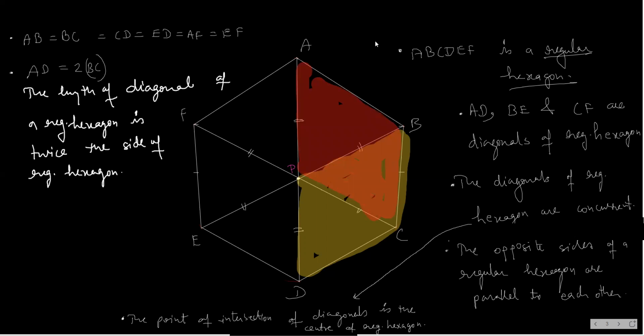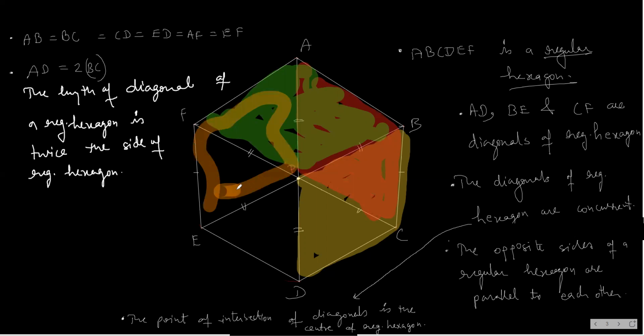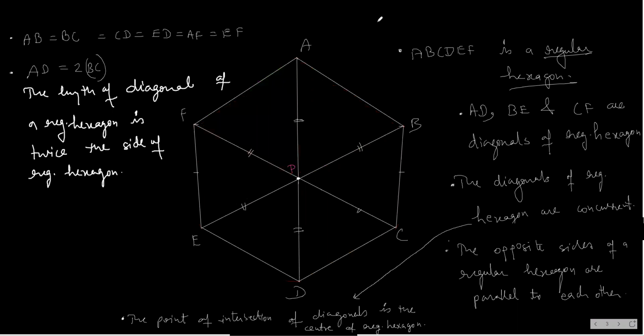Then you have another rhombus as this. You have this as another rhombus. So ABCP, PBCD, FPDE, AFEP, these all are rhombus. Okay, I can write that also here.